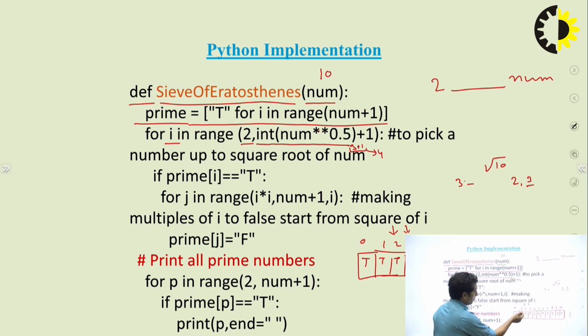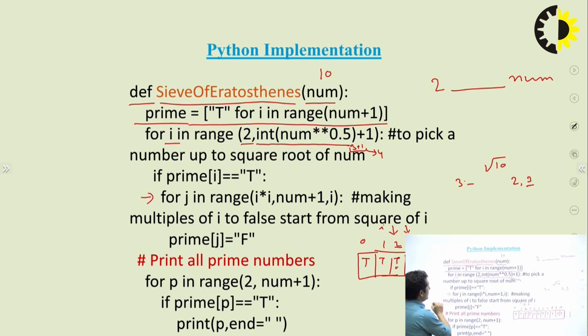So first, the value of i is 2. Up to the square root of a number, this is a comment. If prime[i] means the value at this particular selected location is true, then what we are doing is making its multiples false by using this inner loop.